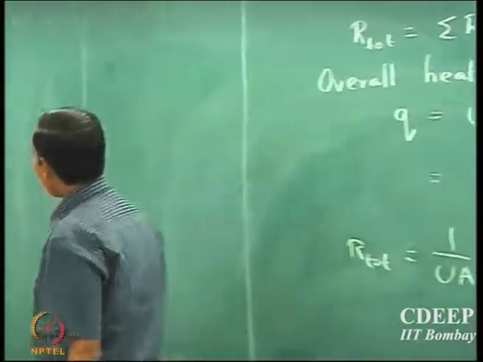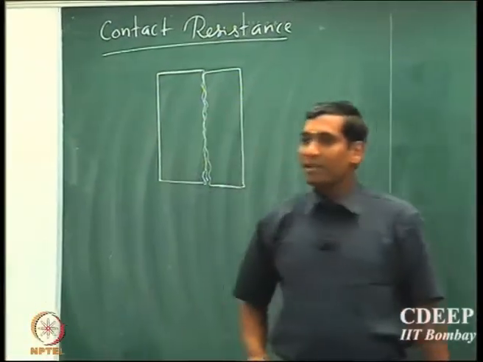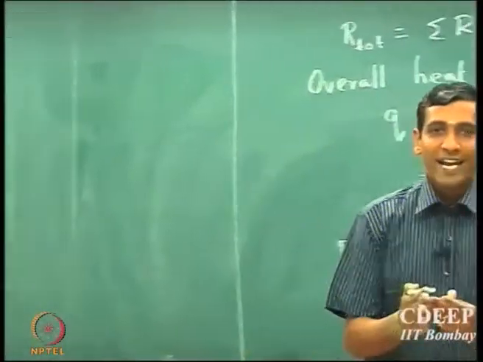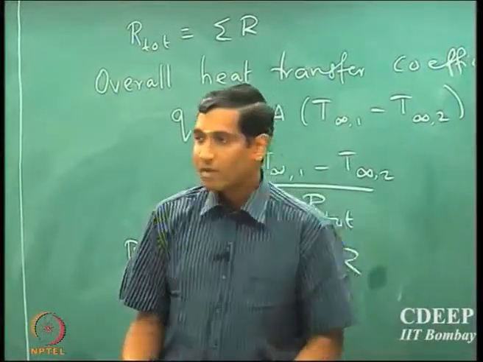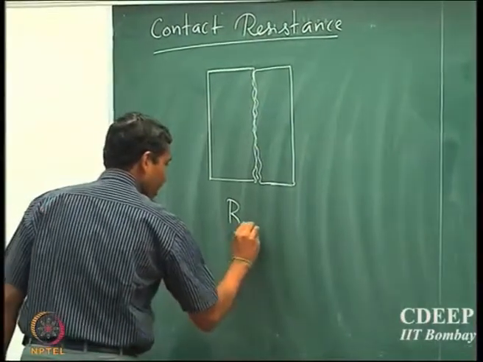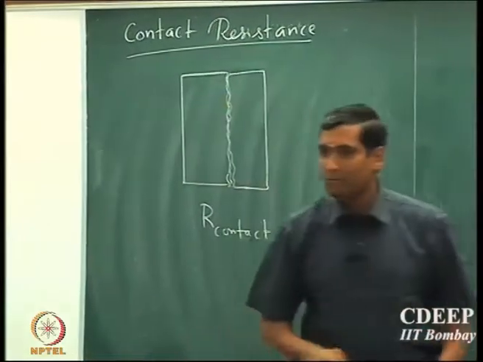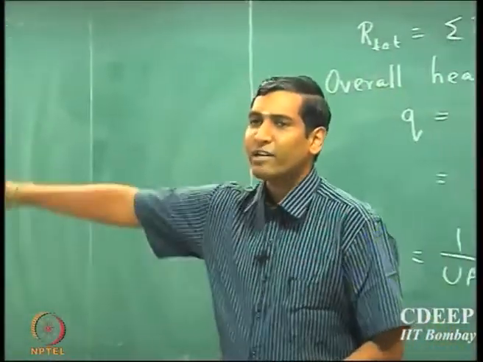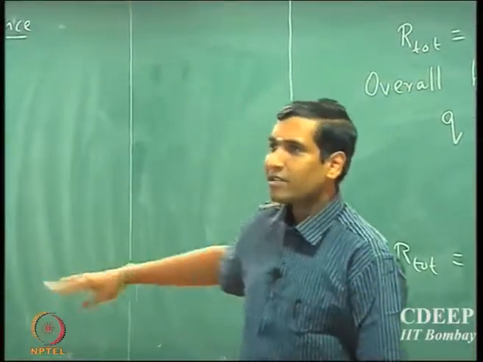So therefore there will always be certain resistance which is offered by the non-smooth contact between the two surfaces of the composite wall. So as a result, one could define something called a contact resistance, and it depends upon the smoothness properties. So there is no clean way to estimate what should be the value of this contact resistance. There are some correlations.